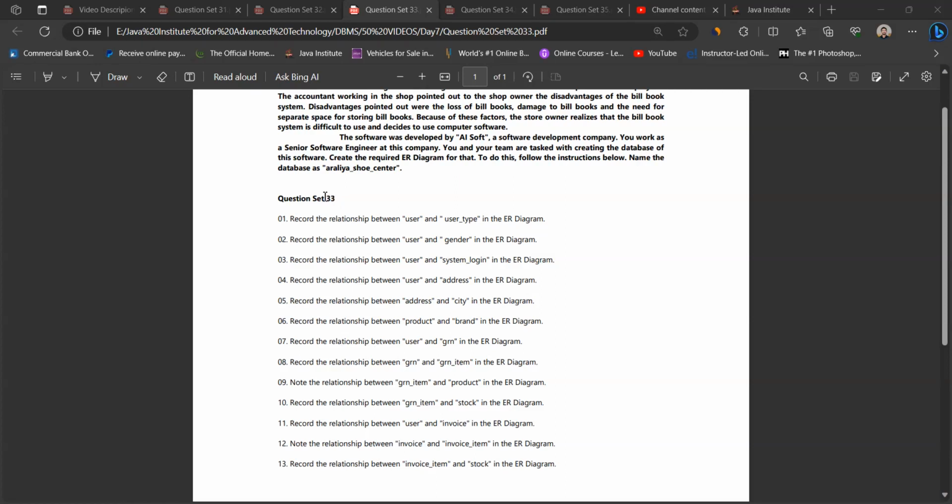So in this set we are going to determine the relationships between the tables in the database. So let's get started with the first question. Record the relationship between user and the user type.